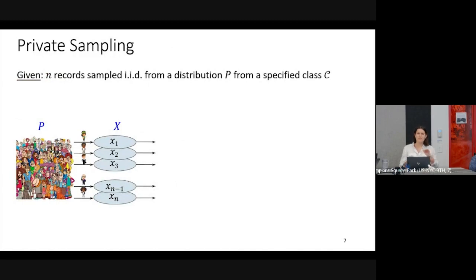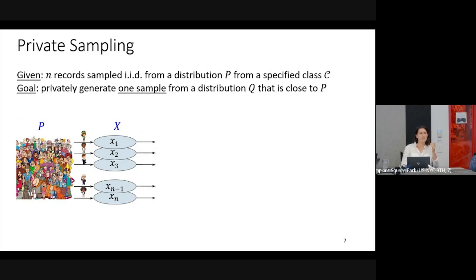So now that we've oriented ourselves to differential privacy, let me introduce the problem that we actually study called private sampling. This was a new problem from this paper that we wrote. And so basically, the algorithm gets n records that are sampled IID from some unknown distribution, but from a class that's known to the algorithm. And its goal is to privately generate a single sample from a distribution that's close to the original one.